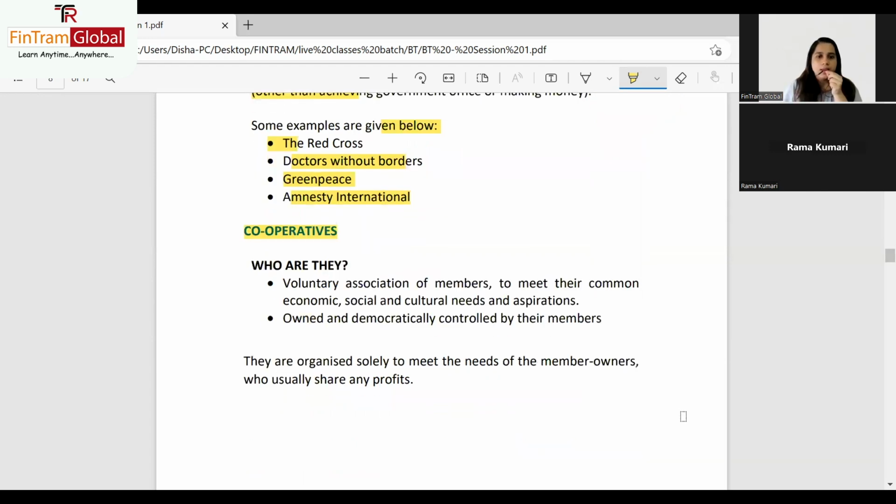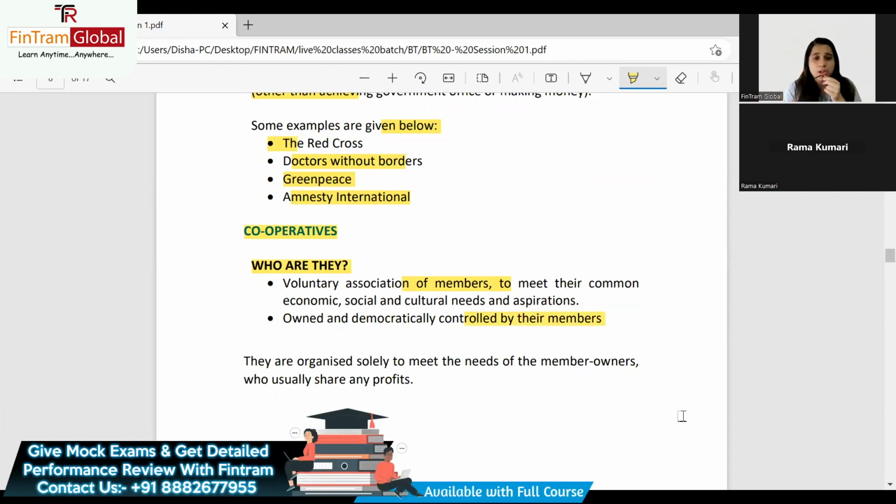Okay. So moving on to cooperatives. What exactly is a cooperative? This is also a voluntary association of members, and they are doing this to meet any common economic, social or cultural aspiration or need that they might have. So they come together, and it is owned and democratically controlled by those members. A few people come together who have similar aspirations, whether social or cultural, and they democratically own that.